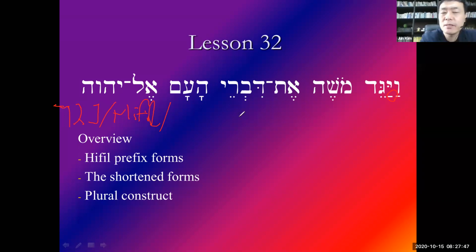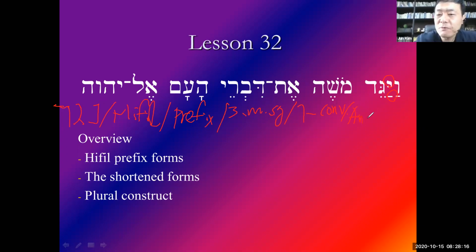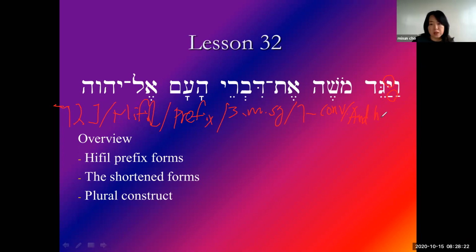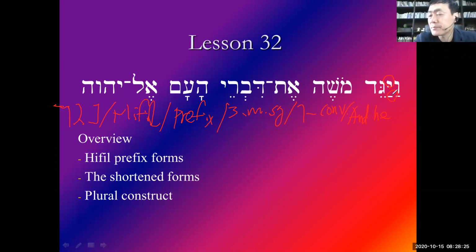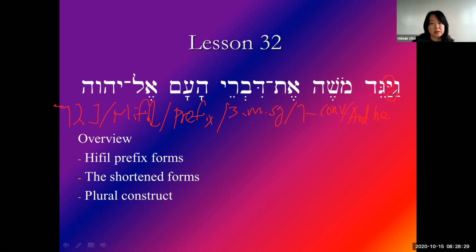But anyway, this is Hifil, and the form, praise the Lord, prefix form is the easiest one to recognize because of the presence of the prefix pronoun, the yod prefix, and then the yod indicates what? 3M SG, as it is. And what else? Special feature, verb conversive, and meaning. Don't forget to start with "and" when you have verb conversive. And 3M SG is "he." And then what is the meaning of nagat in the Hifil stem? Declare.